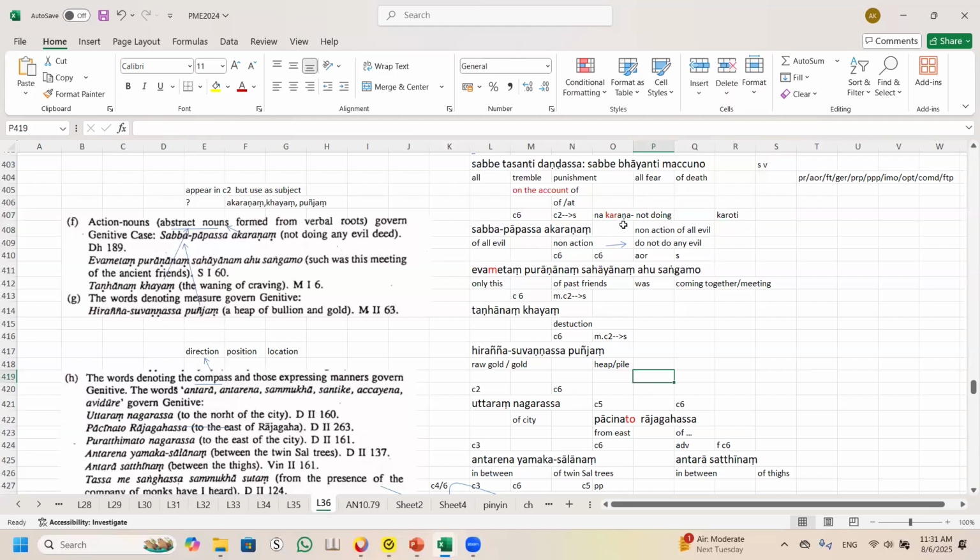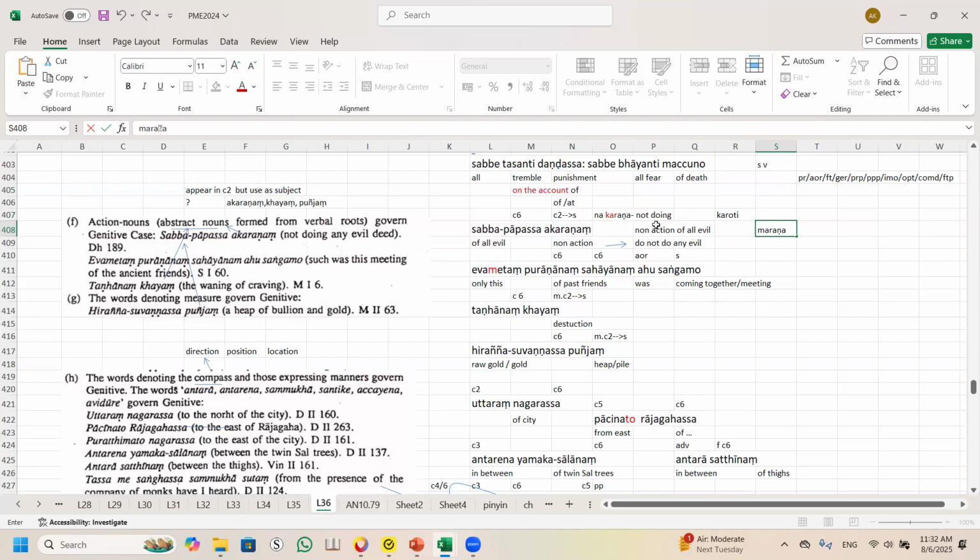It is a second primary derivative. This will form a neuter noun. Ana is added, just like, for instance, ma plus ana, marana. This is death. So this is also a noun. So that means here is non-action. Non-action of all evil doesn't sound good.